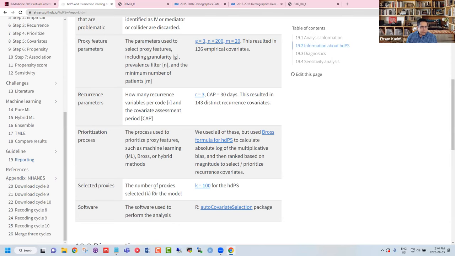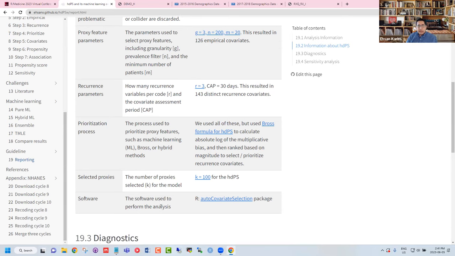Selected proxies. In our analysis, we have used 100 proxies. Again, there is no theoretical justification for this. You should be running a sensitivity analysis to check at which point the inclusion of more covariates is changing your odds ratio estimates, and that will probably dictate what number of proxies is suitable for your analysis. Again, this is a very data-dependent decision. Without doing a proper sensitivity analysis, it is very hard to say how many covariates are going to be useful.